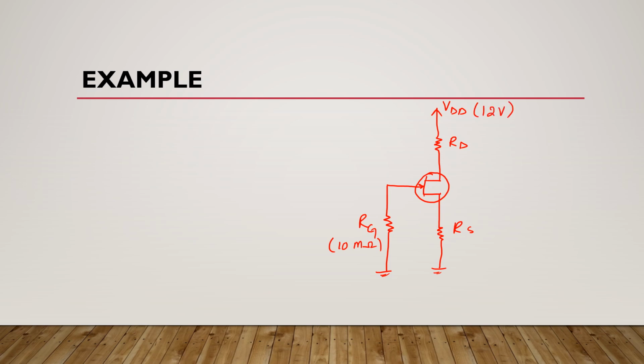Now if you want to find the values of drain resistor and source resistor to set up an approximate midpoint bias when the value of IDSS is 1 milliampere and the value of cutoff voltage is minus 0.5 volts, how are you going to start your analysis? First we will find the value of drain current ID.